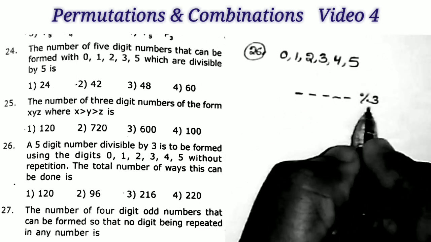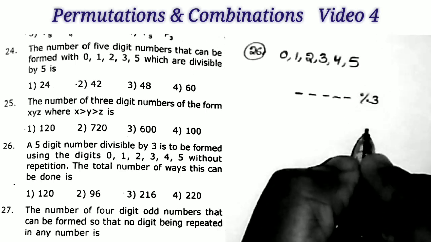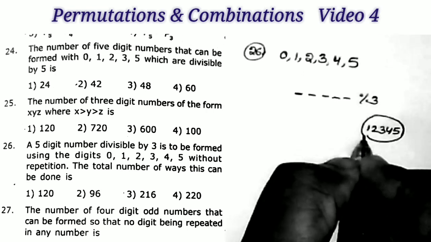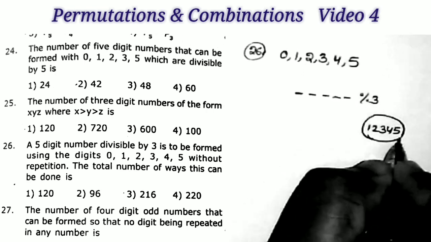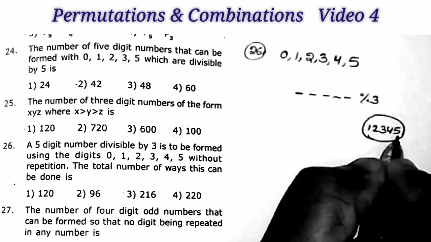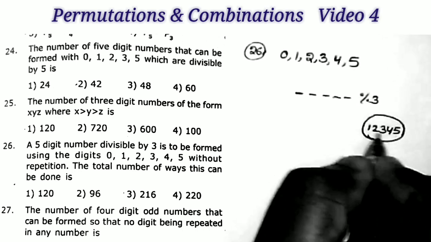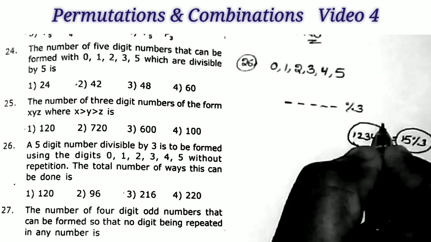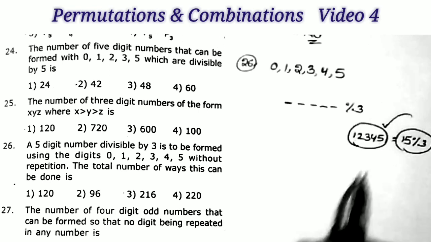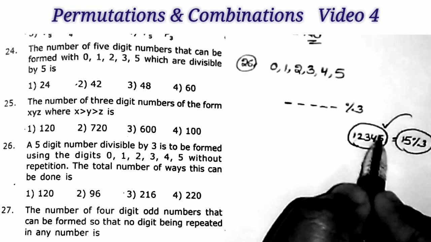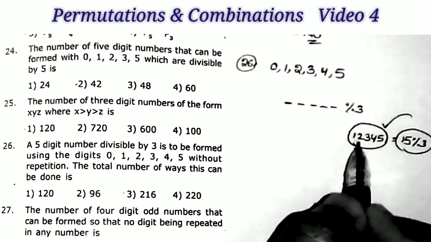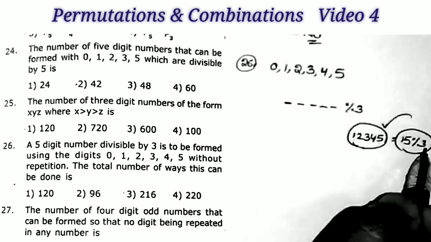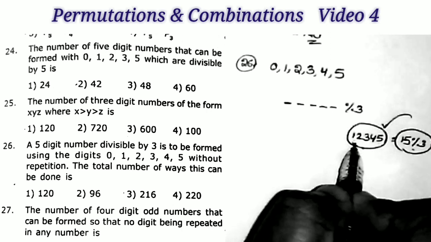Now what is the condition for a number to be divisible by 3? Suppose I take the number 12345. How do we check whether it is divisible by 3 or not? First we add all the digits in this number. Then what do we get? 3, 6, 10, 15. So 15, and it is divisible by 3. Therefore the total number is divisible by 3. That is the concept here. A number is divisible by 3 if the sum of all the digits in the given number is divisible by 3, then the entire number is divisible by 3.